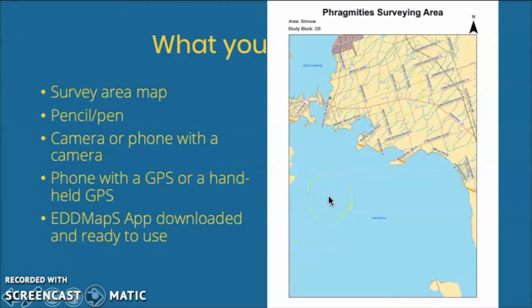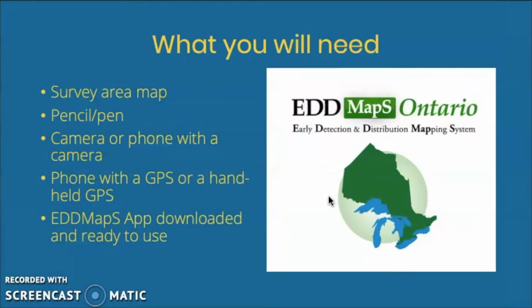You will also need a pencil or pen to fill out your forms and take notes, a camera or a phone with a camera to take photos of the Phragmites stands that you find, a phone with a GPS or a handheld GPS to take coordinates of the stands that you find. You will also need the EdMaps Ontario app downloaded on your phone and ready to use.